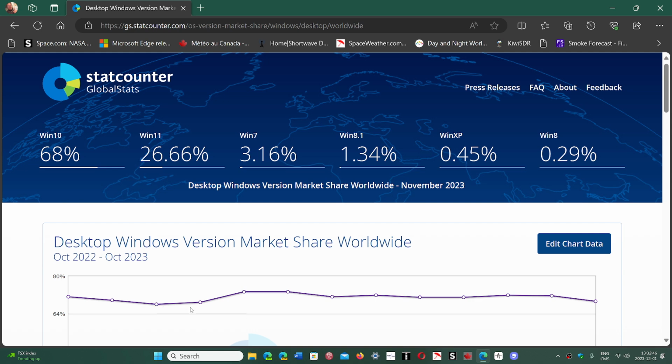But it's kind of interesting, same level. It hasn't gained, it hasn't lost in the last year. It's at the same level. People are holding on to Windows 10, definitely.